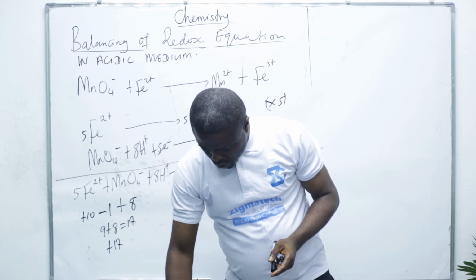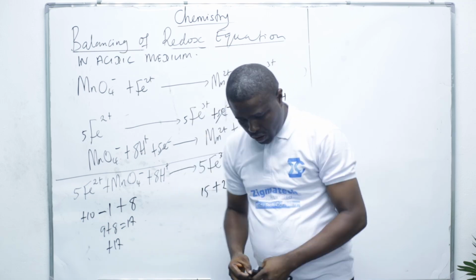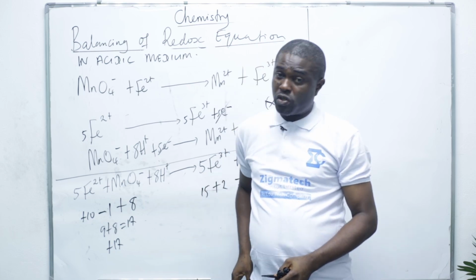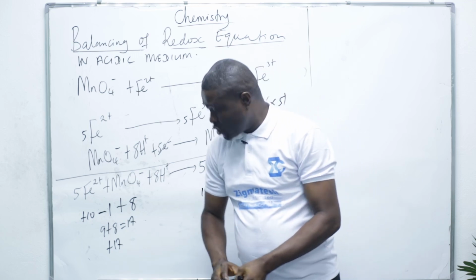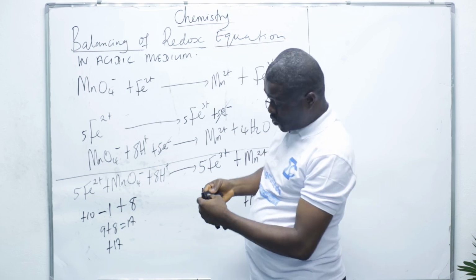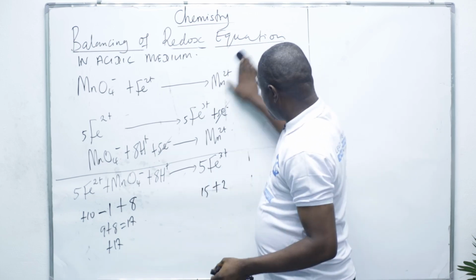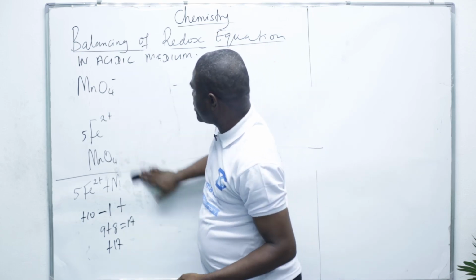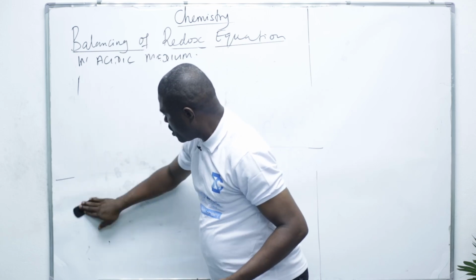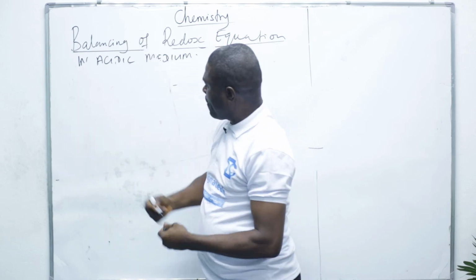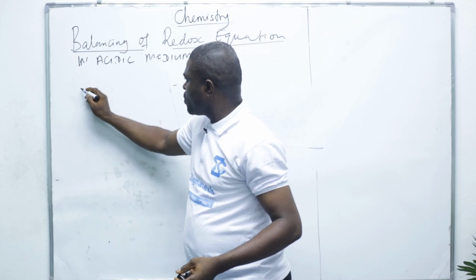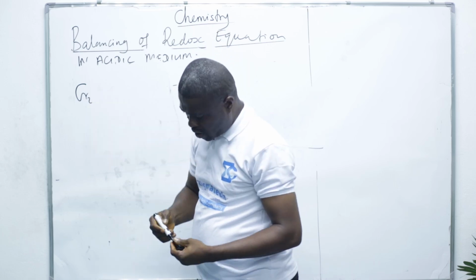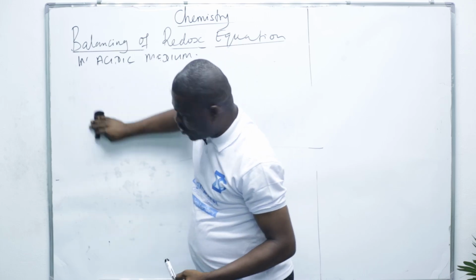Can we quickly work on this one? Let's quickly work on this and see. We're going to be fast because you have the knowledge now. I'm going to give you a redox equation quickly. Let me look at this. Okay, shall we use the same Fe? Let's go by this one. Cr2. Okay, no problem. Let me go by this.